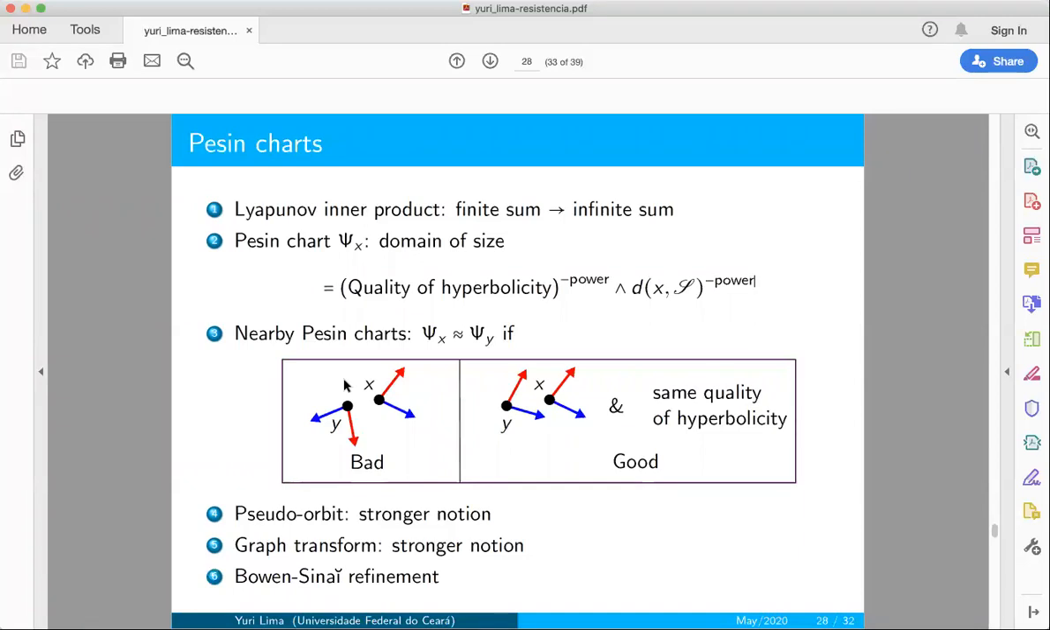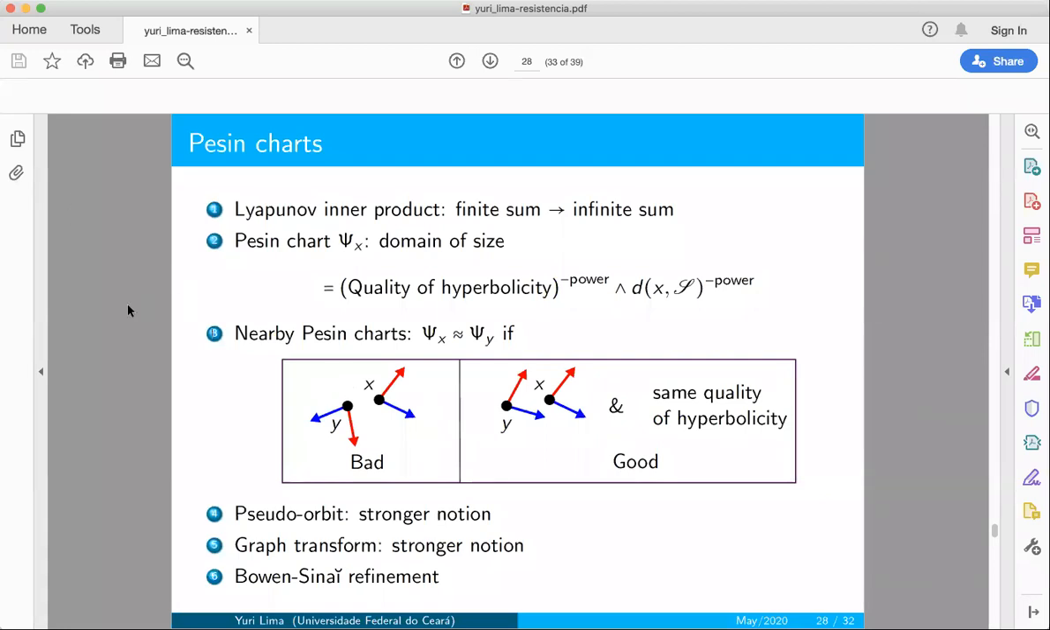If you get this new definition of nearby Pesin charts, and then you also have to define stronger notions of pseudo-orbits, and then use graph transforms with this stronger notion, together with the usual Bowen-Sinai refinement, then you hope to mimic exactly what Bowen did and construct the Markov partition.